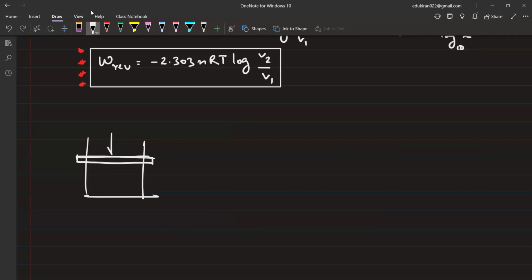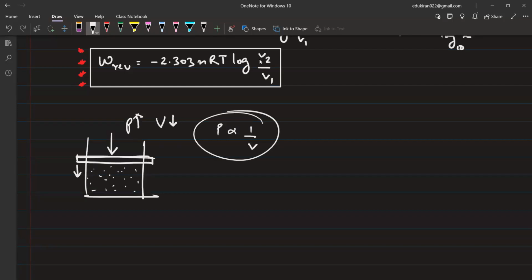If I put some external pressure, obviously inside the system the pressure will increase. Yes or no? Correct. I'm increasing the pressure. What is happening to the volume? If the piston is going down, volume is decreasing. So pressure is increasing, so volume will decrease. That means I can say pressure and volume are inversely related. Correct? Can we say that?